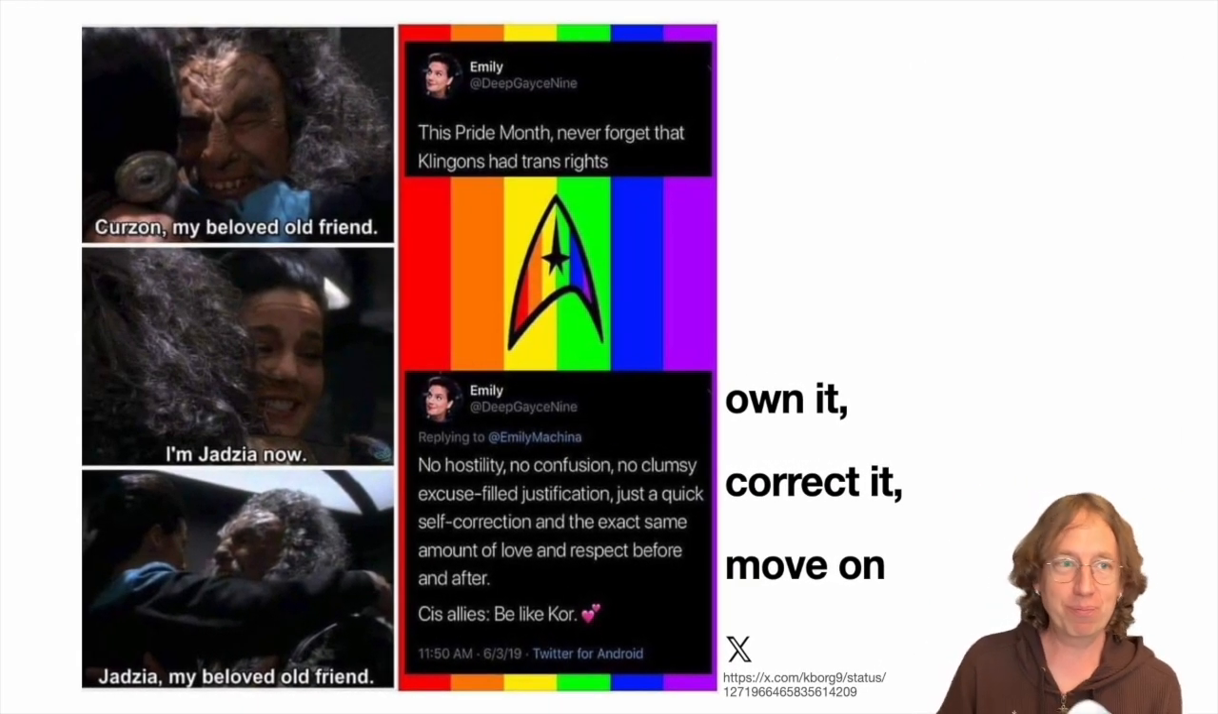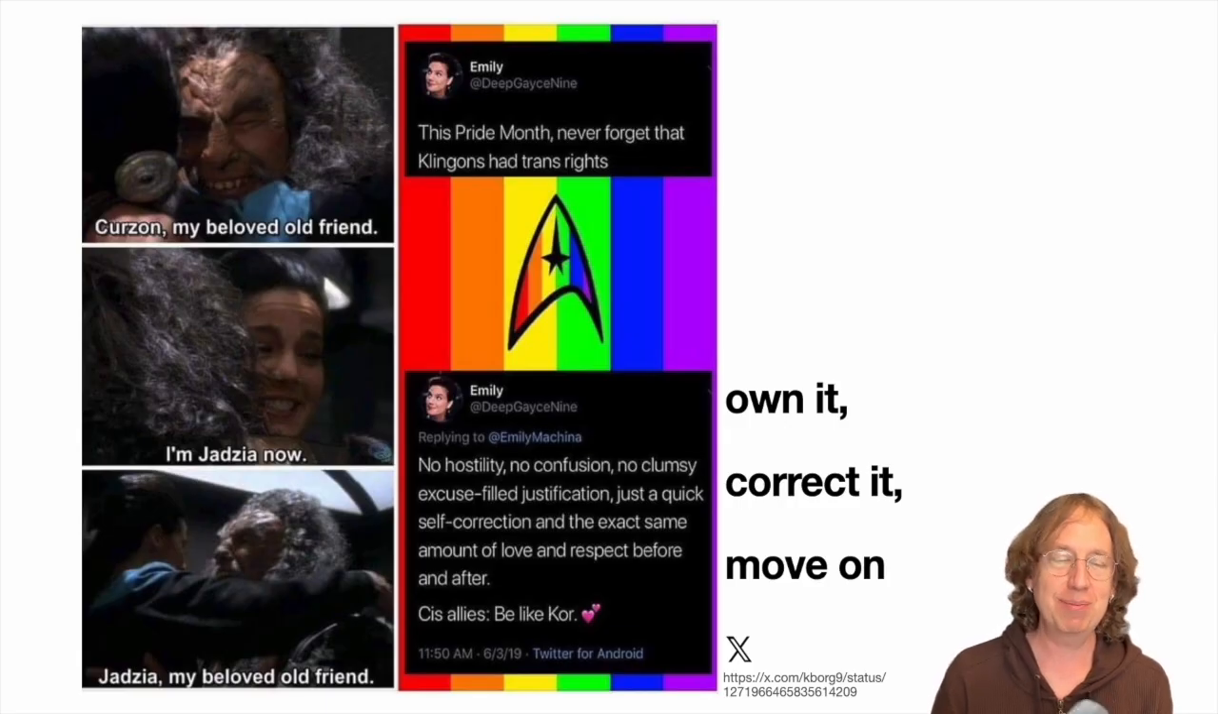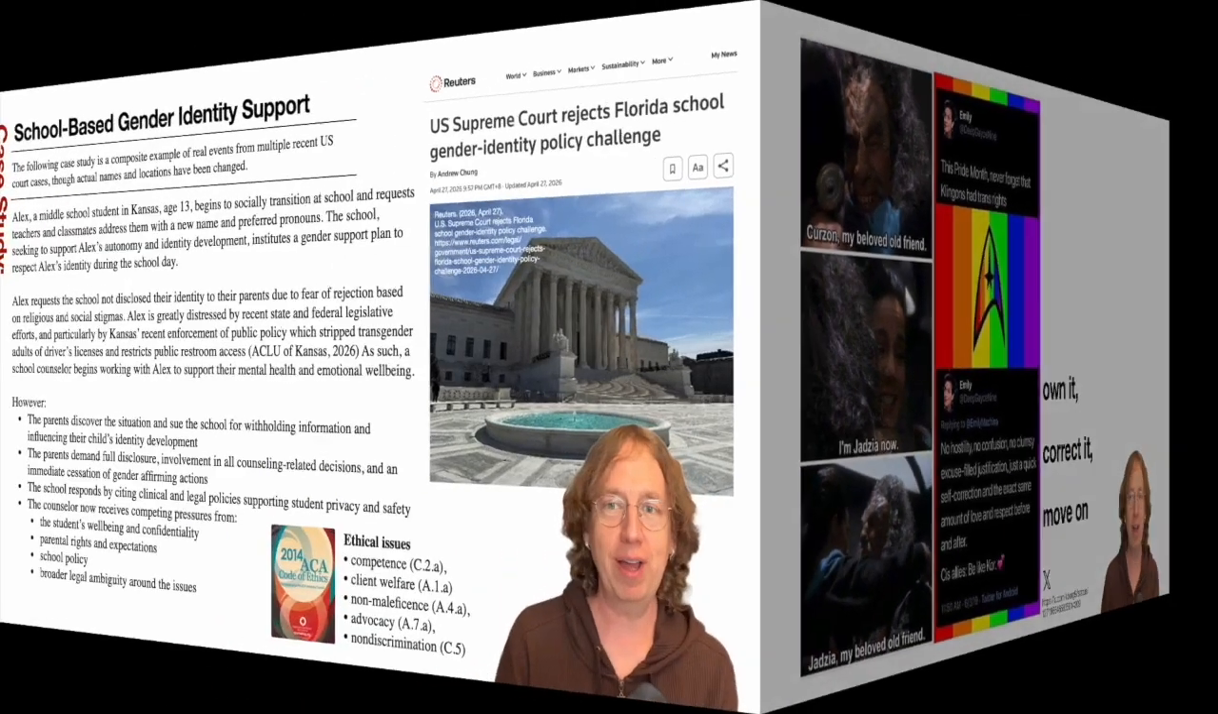It's a big, scruffy Klingon there, leans in to hug a young lady, and he calls her Curzon, my beloved old friend. And she just simply acknowledges, I'm Jadzia now. He steps back, he looks her in the eye, says nothing to contradict, merely readdresses her, Jadzia, my beloved old friend. Own it, correct it, move on.